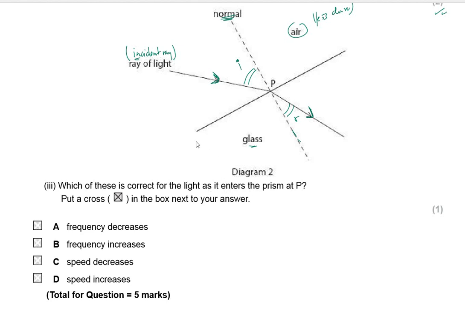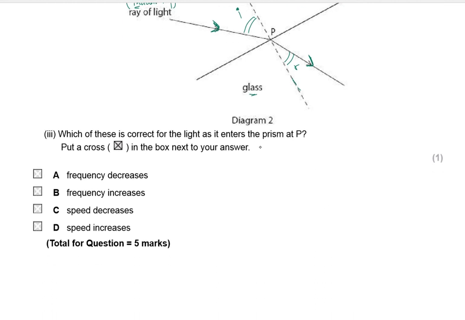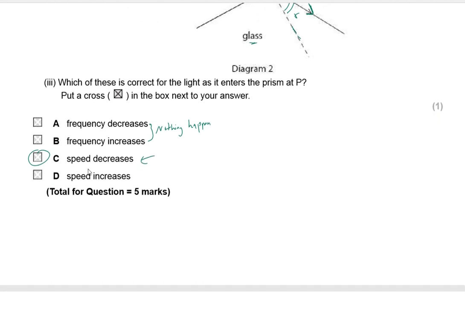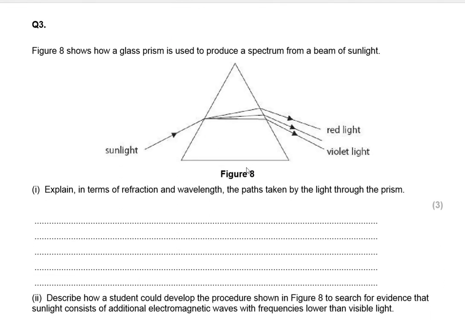Now, which one is correct? When light, it doesn't matter what wave, so in this case light, enters the more dense medium, what will happen? We know that the speed is going to decrease. Because it's more dense, it's going to go slowly. Frequency, nothing happens with frequency. It's only the speed that changes. Therefore, the wavelength will change. Okay, so speed decreases. Good.